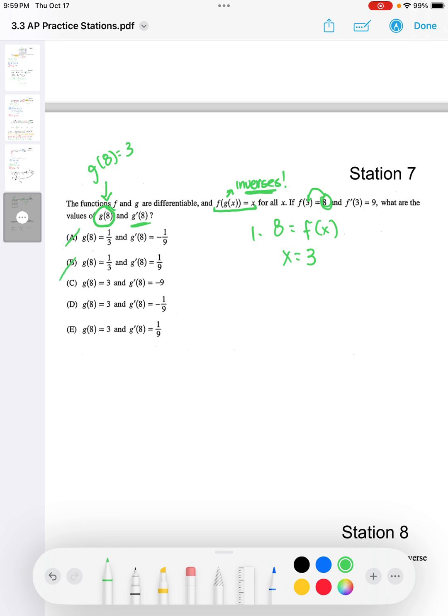So that crosses off A and B right away. Then the next step is to find the derivative and plug in 3. The derivative of f at 3 is going to be 9. And then finally, our last step is to flip. And so we get an answer of 1/9. So my final answer is E.